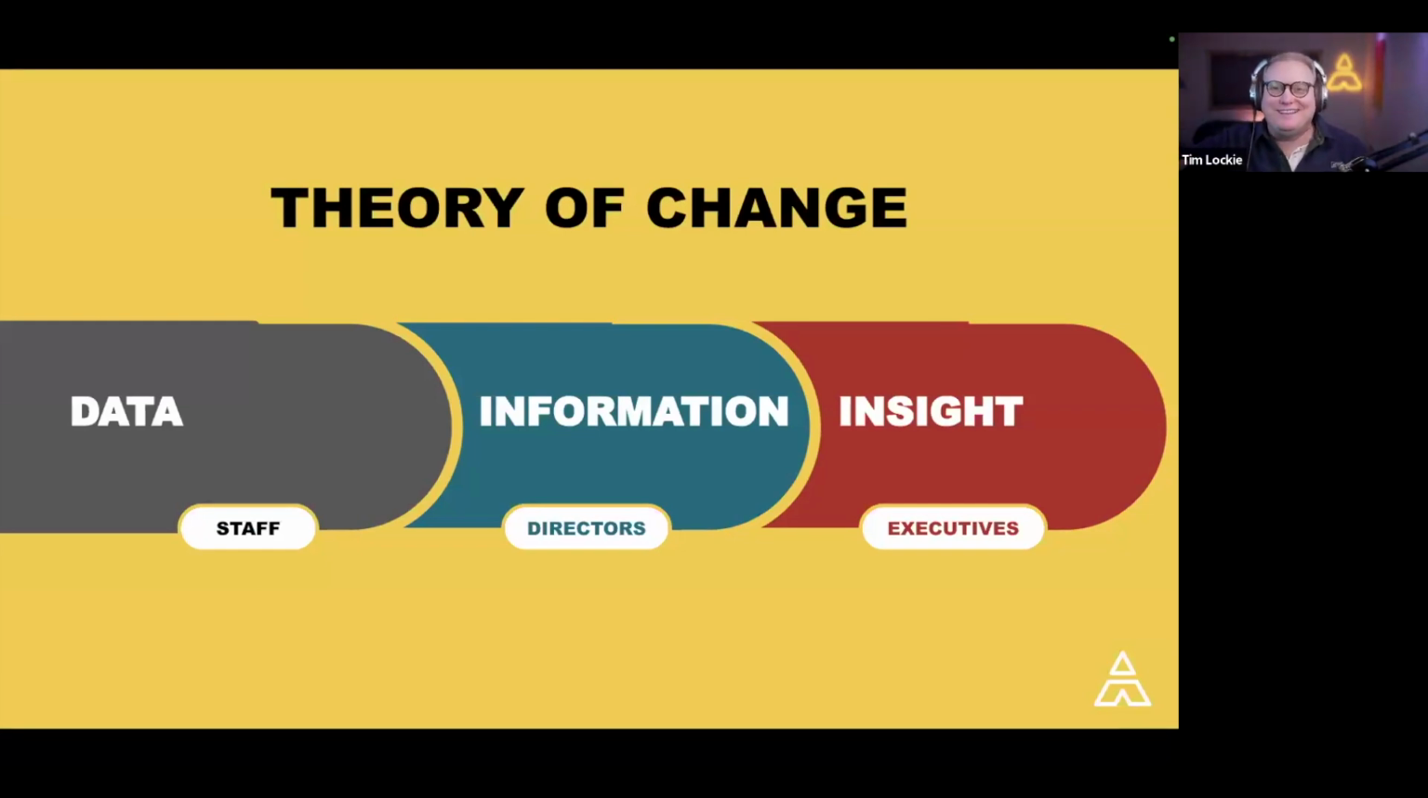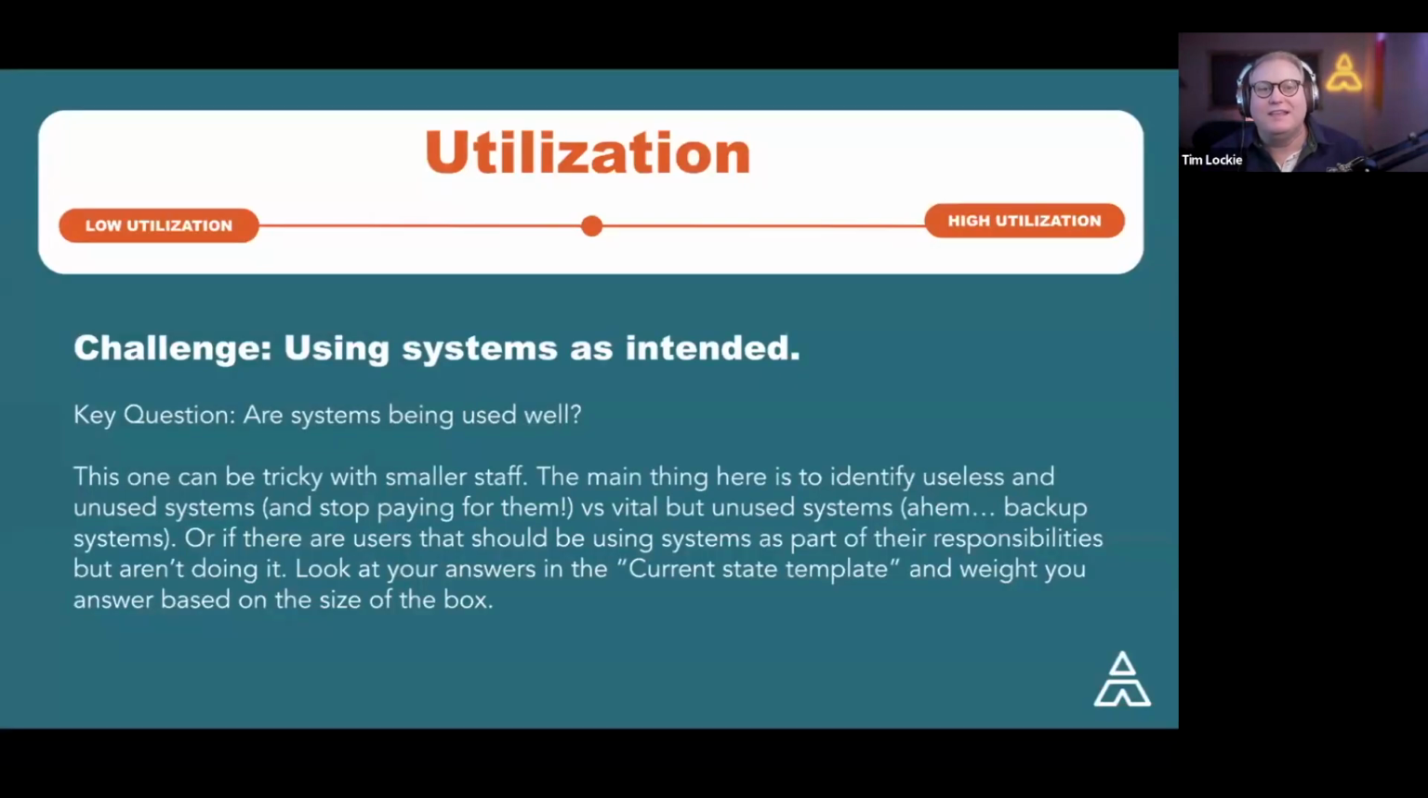If you really dig into that, it will change so much about how you're working with systems. The last one is utilization. And that's just, are you using the systems as intended? And that's actually all I'm going to say about that.